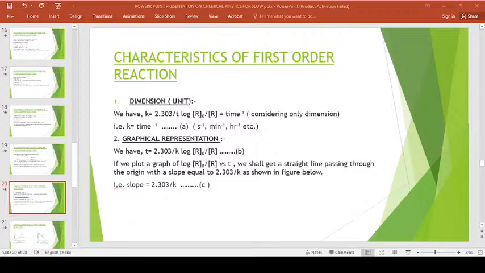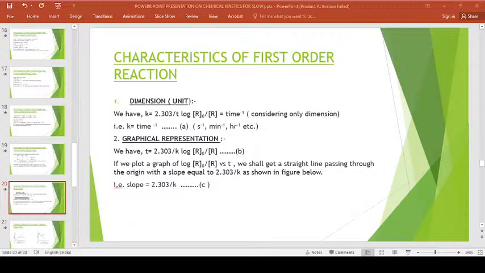If you take the initial amount as 1 gram, then half of 1 gram will be 1 by 2. The time to reduce from 1 gram to 1 by 2 gram is known as the half-life period, and it is found that t half is equal to 0.693 divided by k. Thus, the half-life period for a first order reaction is independent of the initial reactant, that is R naught, but is inversely proportional to the specific rate constant k.